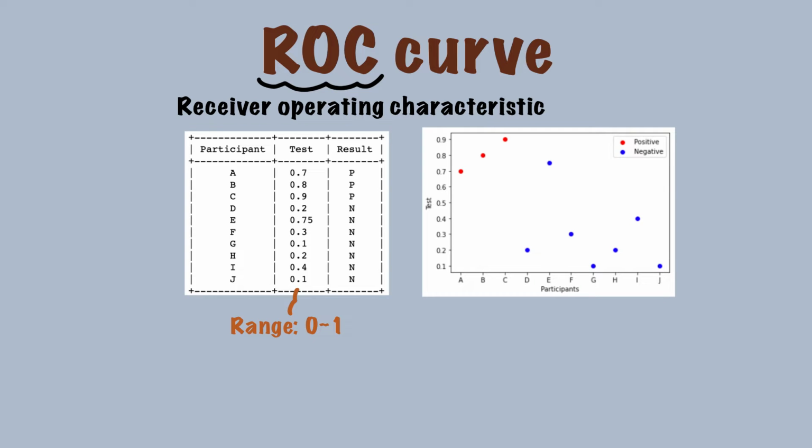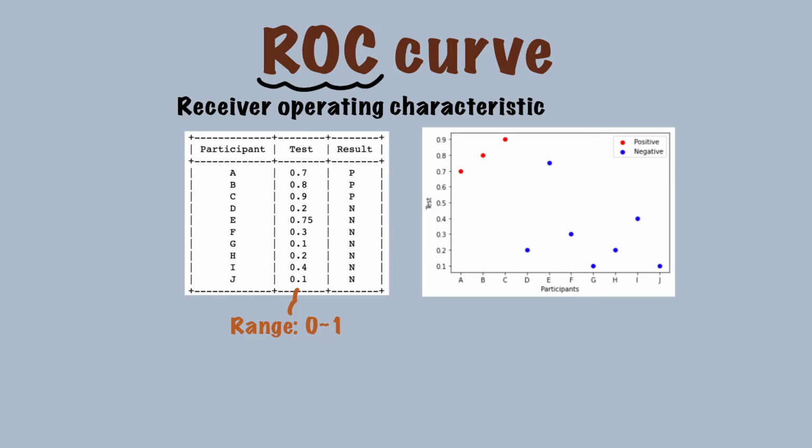To make the data more understandable, I convert it to a scatter plot. The x-axis is the participant, and the y-axis is the test number. Further, the red points are the positive data, people who are infected, and the blue points are the negative data. It's obvious that red points locate at the top of the graph. In other words, people with higher test number tend to be infected.